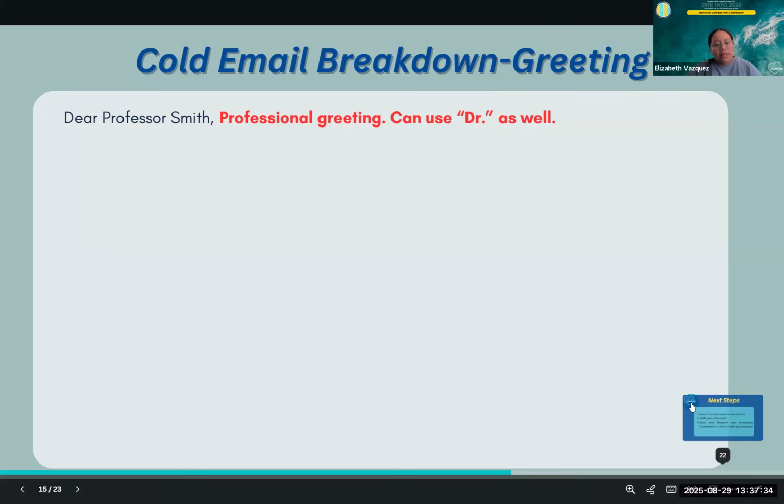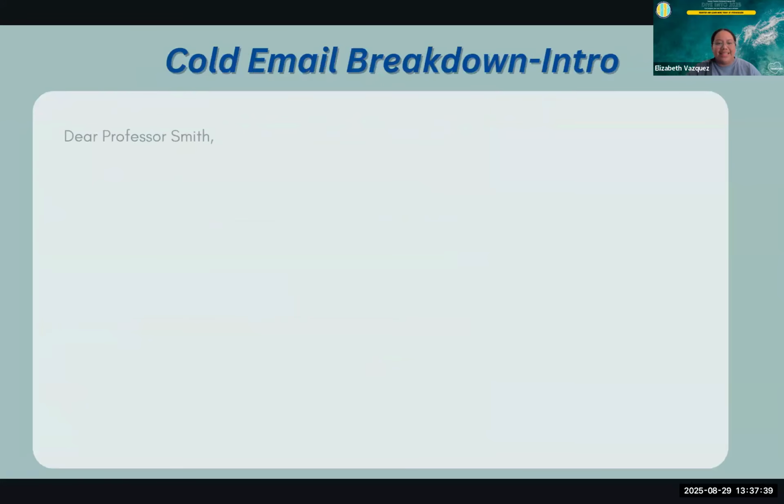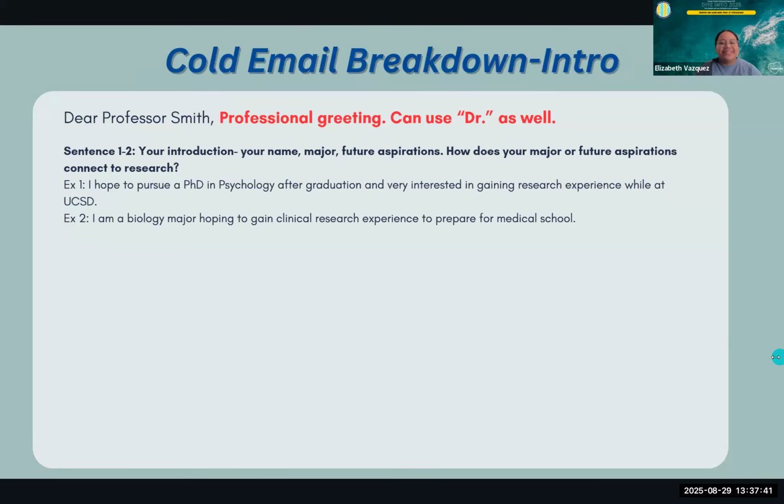So we want to keep it professional. First things first. And then intro. So then you want to do an introduction. You want to introduce yourself first. Hi, my name is Elizabeth. I'm majoring in X, and future aspirations. Are you thinking about going to grad school, med school? Do you want to go into a certain industry and you're trying to get more research and knowledge about a topic? And think about how your major or your future aspirations post-graduation connect to the research.